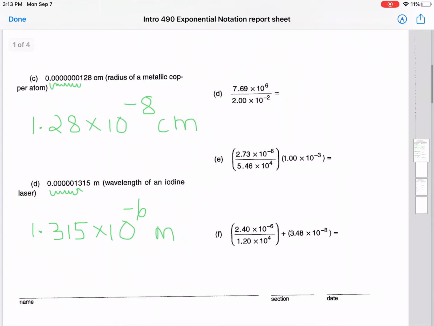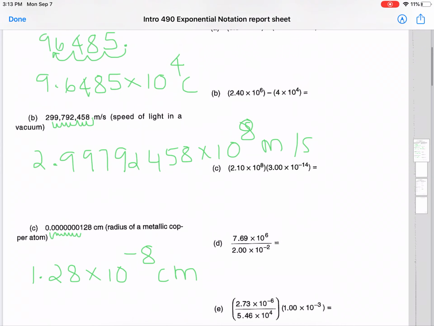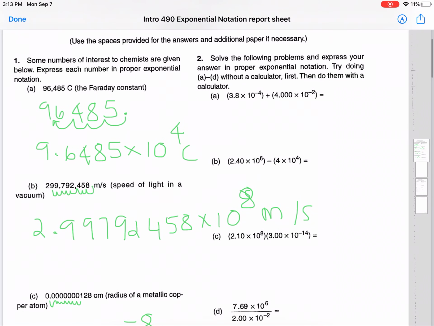And then the problem set 2. Solve the following problems and express your answer in proper exponential notation. Try doing A through D without a calculator first, and then do it with the calculator. So 3.8 times 10 to the negative 4 plus 4.000 times 10 to the negative 2.